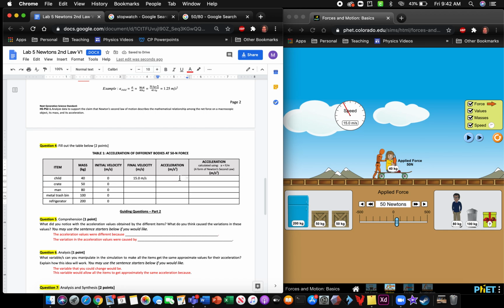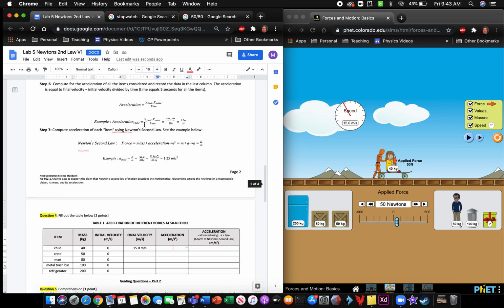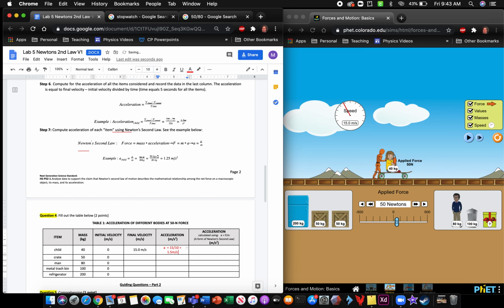Okay, and so after we've done that, we're going to go ahead and record this value in table 1 as the final velocity. All right, so 15.0 meters per second. Okay, and we're going to go ahead and calculate the acceleration. So we're using our initial definition of acceleration, the change in velocity over time equation, from step 6. It says to calculate the acceleration for all the objects considered. So we have final velocity minus initial velocity divided by time. Well, our initial velocity is 0, so the acceleration is just 15 divided by 10, which equals 1.5 meters per second squared.